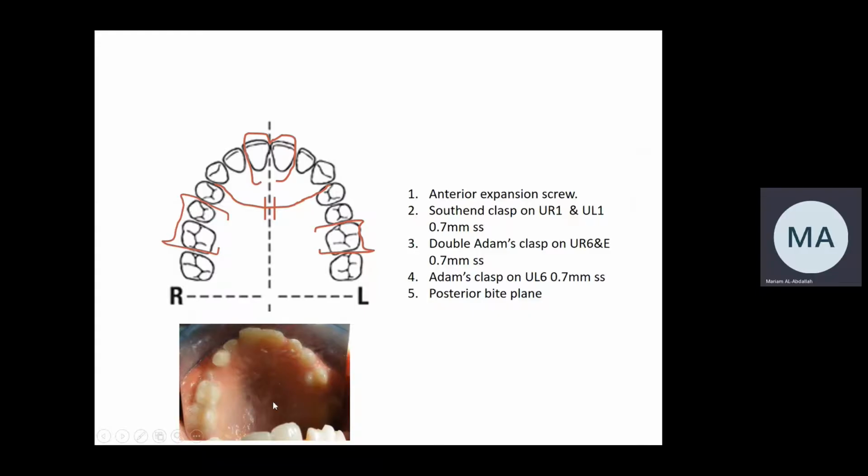And because my active component is an expansion screw, the advantage is that on the active unit, I can add retentive components. It does not interfere with the tooth movement, so I can use south end on both central incisors as an anterior retentive component. South end is 0.7 millimeter stainless steel wire. And of course, because the teeth are in crossbite and the movement of teeth will be interfered with by the occlusion, it's important to go for posterior bite plane.